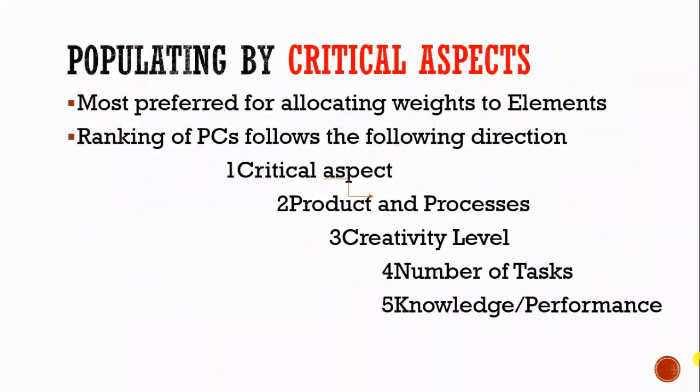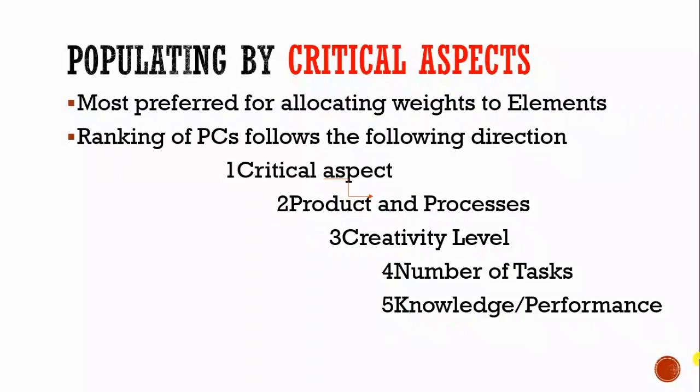And today I want us to focus on one of the factors that we are going to use to populate this tool, and that is critical aspects. We did talk about critical aspects in our last video, and it is the most preferred factor to use during population of this tool, especially when you're allocating weights to elements. So if you're called upon to develop a PC weighting tool, then you need to use critical aspects. If one of those critical aspects is not performed well, then it's going to have a negative impact on performance. So we need to focus on those critical aspects, then we'll be looking at other factors.